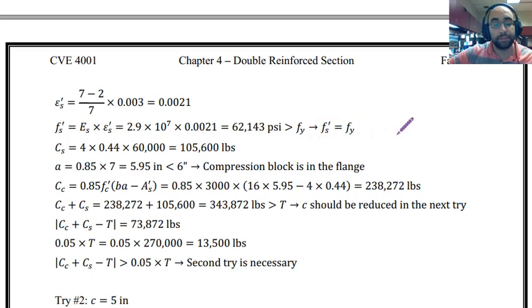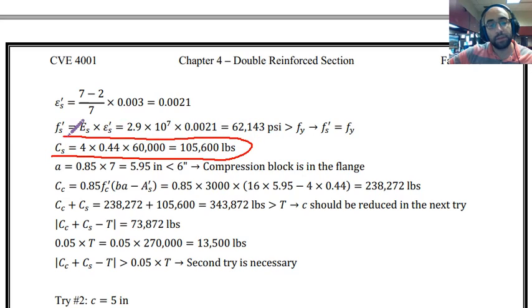So F prime S that we calculated based on the trial value for C was greater than Fy. I took Fy, and now that I know what is F prime S, stress in compression reinforcement, I can multiply it by area of the reinforcement and find compression force in steel. That is done over here.